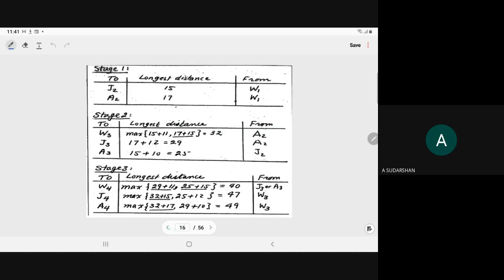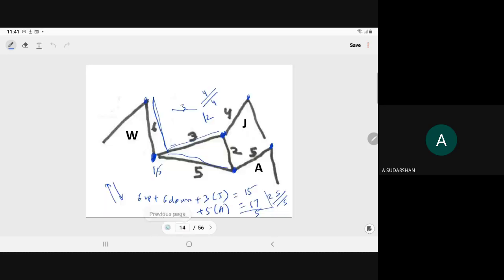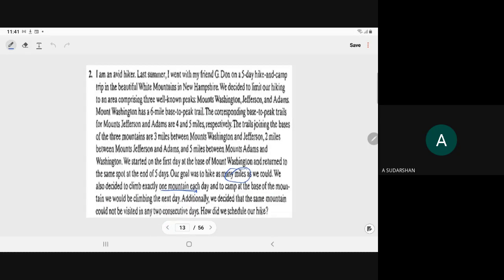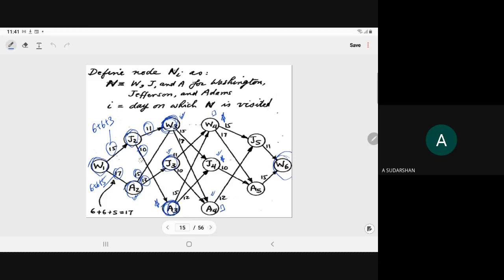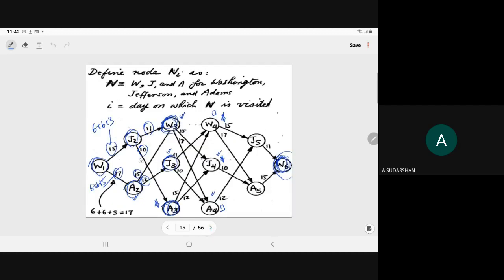Sir, was it given in the start that we start with Washington, or can we assume anything? It is given in the question. Okay, this is written here. And it is also written that on the last day we have to reach there only. That's why we have taken the Washington at last. Any other doubt? And there is a restriction: not on consecutive days can you visit the same mountain.